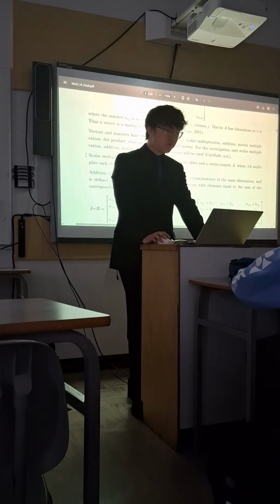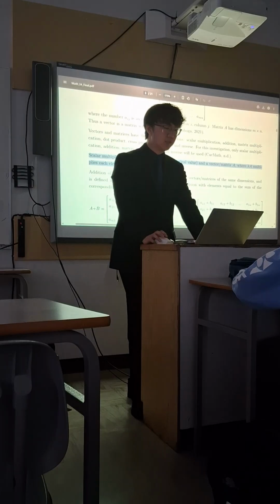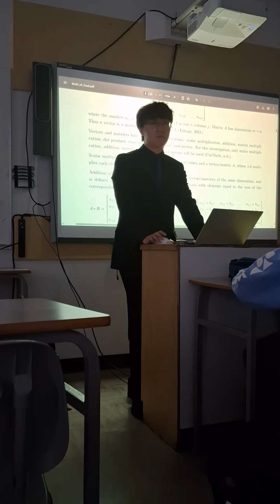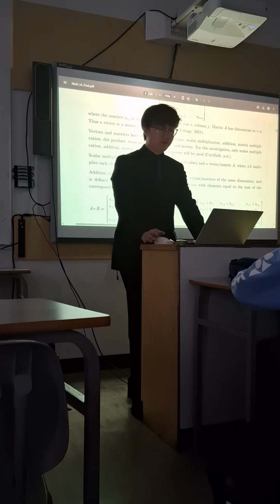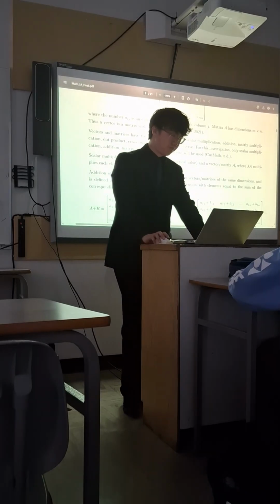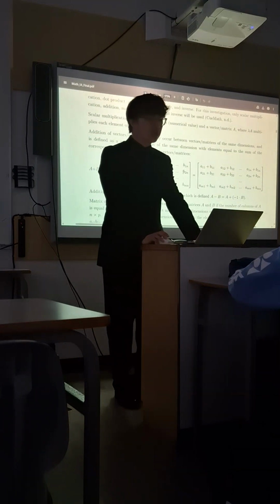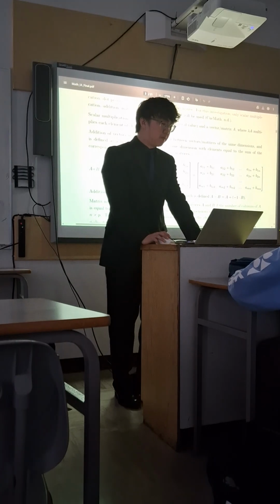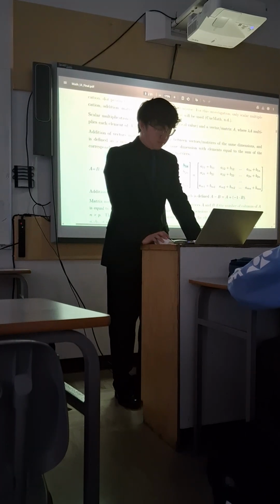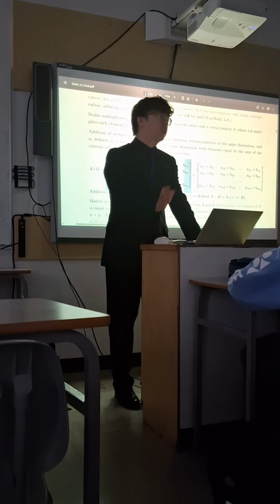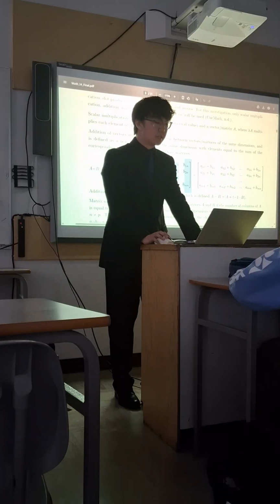So there's scalar multiplication, which is really easy. Basically, if you have a scalar, which is just a normal number, multiplied by a vector or matrix, you just multiply everything inside of it by that number. There's vector addition, which is also really easy. So if you have two matrices and you add them together, then you just add the individual terms with the individual terms.